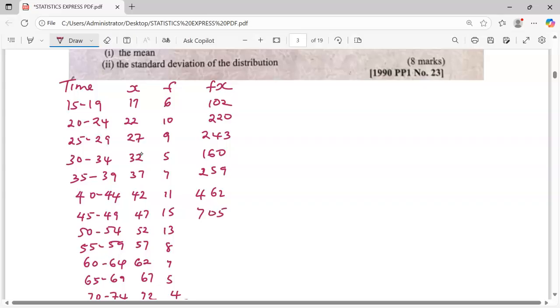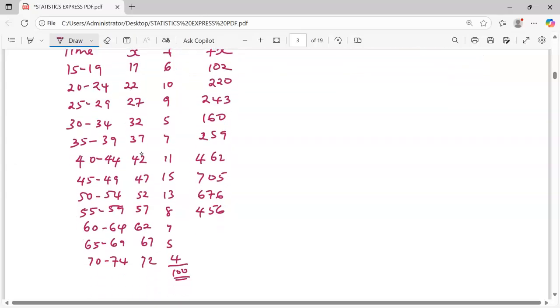52 times 13, you get 676. We have 57 times 8, which gives us 456. 62 times 7 will give us 434. Then 67 times 5, you get 335. And lastly, 72 times 4, you get 288. And the total of fx will be equal to 4340.